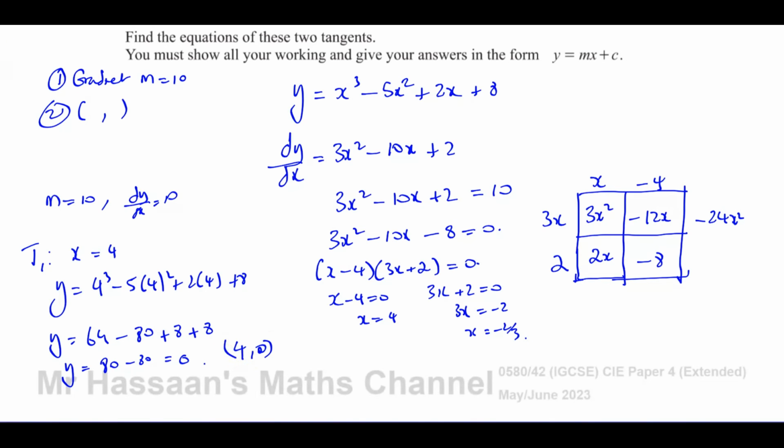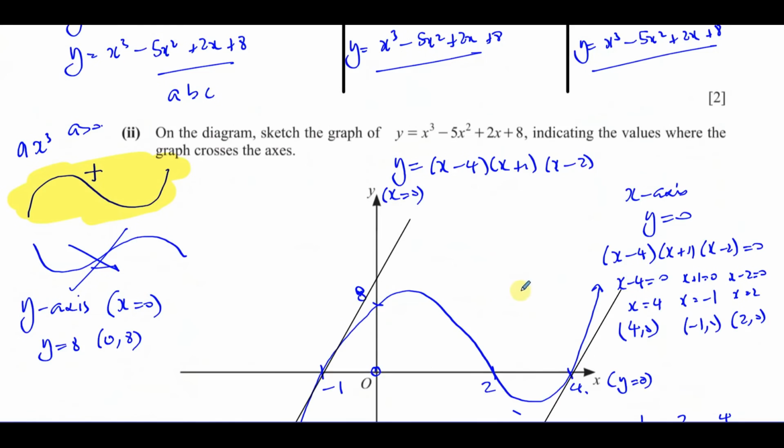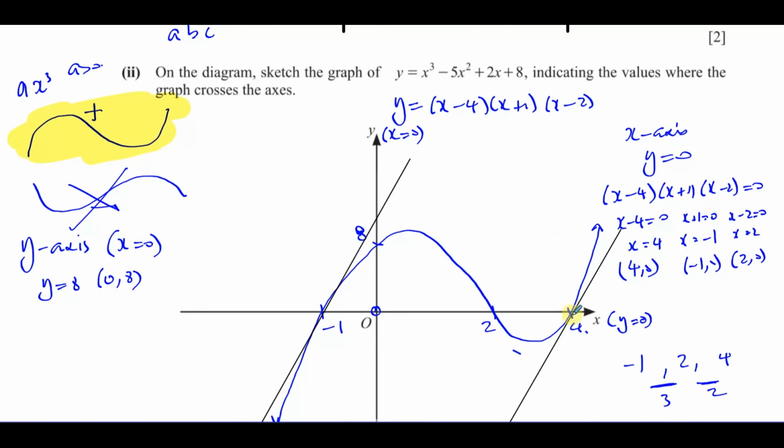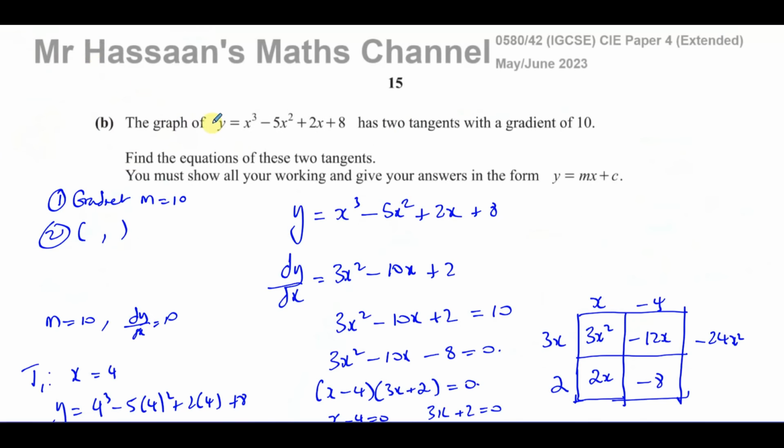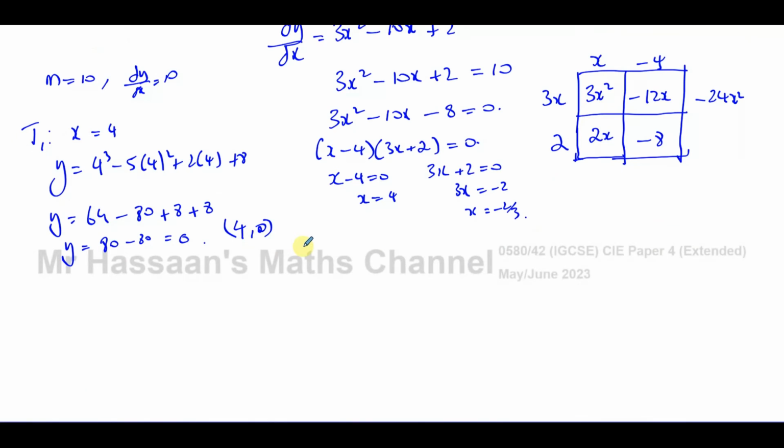And funnily enough, I think when I drew one of them, I drew it exactly at 4, 0. Amazing, huh? Okay, that was a fluke. Anyway, so 4, 0 is one of the points where the tangent is, and the gradient is equal to 10. So that's one of the pair of values that I'm going to use for tangent 1. I can use that to find the equation of tangent 1.